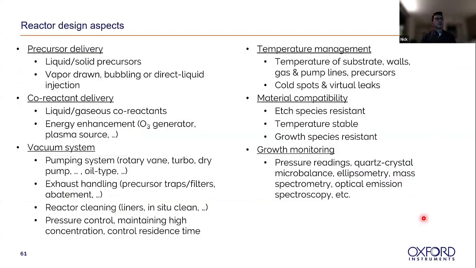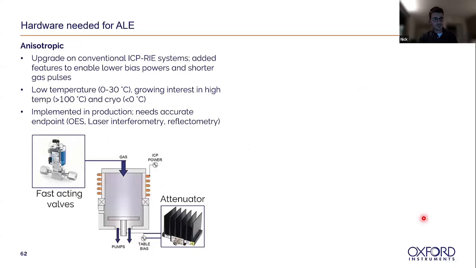But when we take a step back and think about the things we want to optimize for our reactor design, there are just so many things to think about. There's how you deliver your chemistry into the system, how you get the precursors in there, the co-reactant delivery, the vacuum systems that you're using, the pumps, and how you handle all the chemistry as well. So there are a lot of different things to think about when it comes to designing reactors. One of the nice things is that for atomic layer etching, we didn't actually have to think too much about the hardware needed for it.